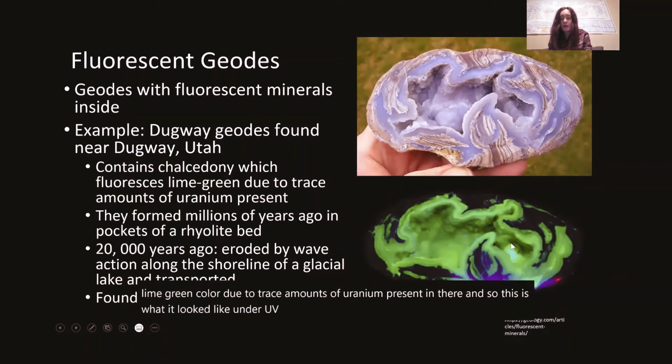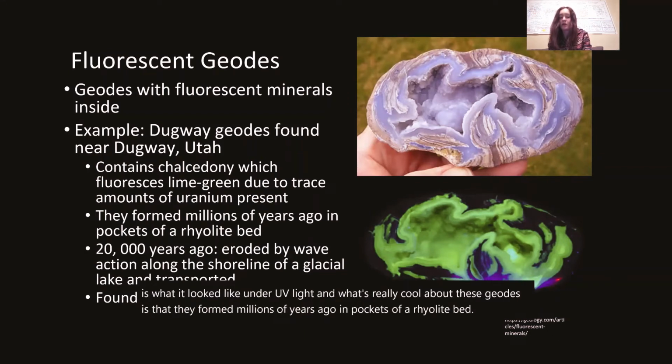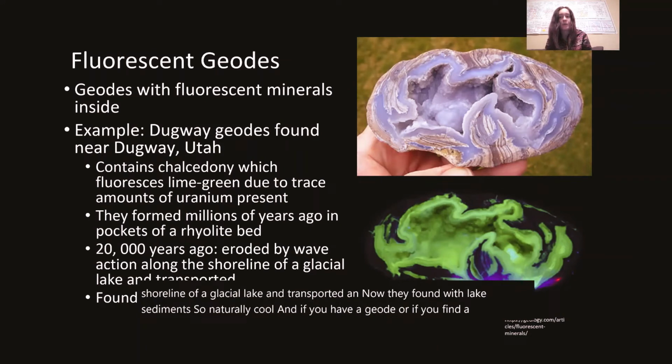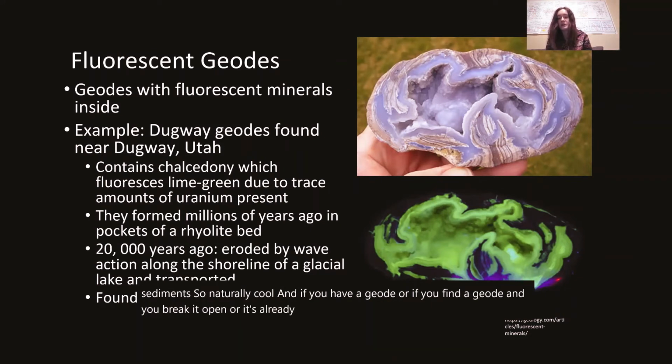And what's really cool about these geodes is that they formed millions of years ago in pockets of a rhyolite bed, and then 20,000 years ago were eroded away by wave action along the shoreline of a glacial lake and transported, and now they're found with lake sediment. So that's really cool. And if you find a geode and you break it open, or it's already broken open, you should see if it fluoresces, because you never know until you try.